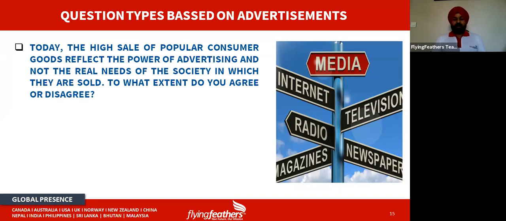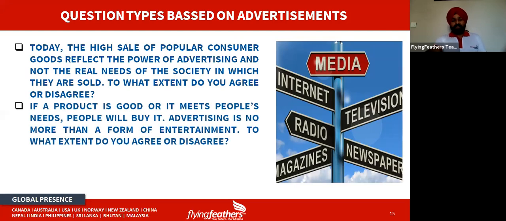So in this you can either totally agree, you can totally disagree, but what I will suggest you is that if the question comes like to what extent, it is beneficial that you should go partial, because when we go partial, we answer both the types, okay, we write on both the sides of the topic, and you will be able to present your answer in a better way. Next question can be, if a product is good or it meets people needs, people will buy it. Advertising is no more than a form of entertainment. To what extent do you agree or disagree?